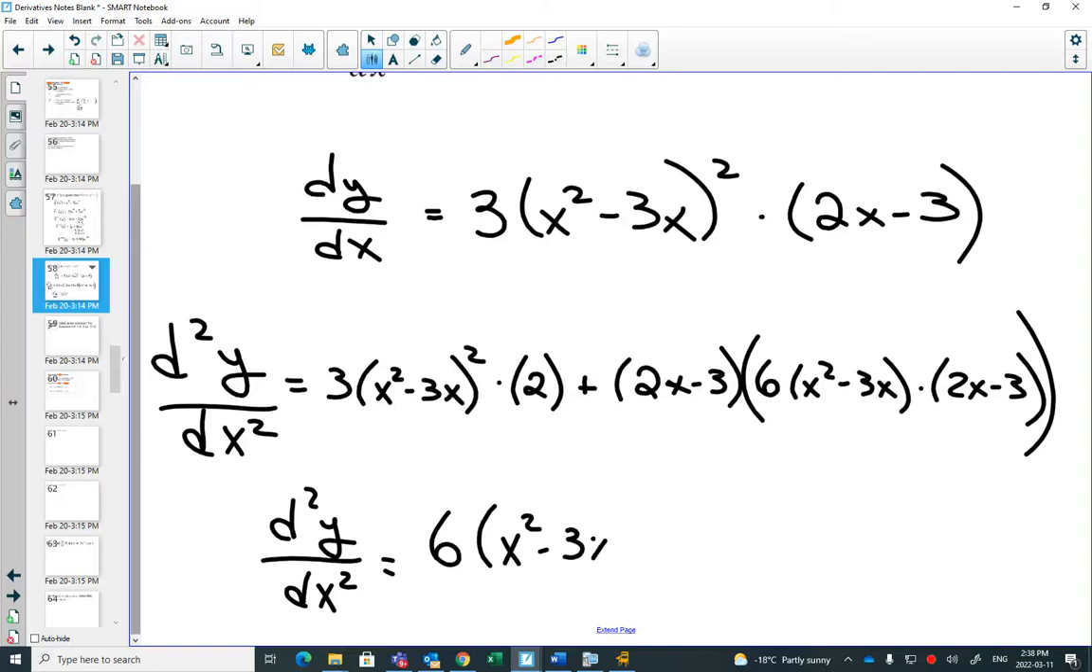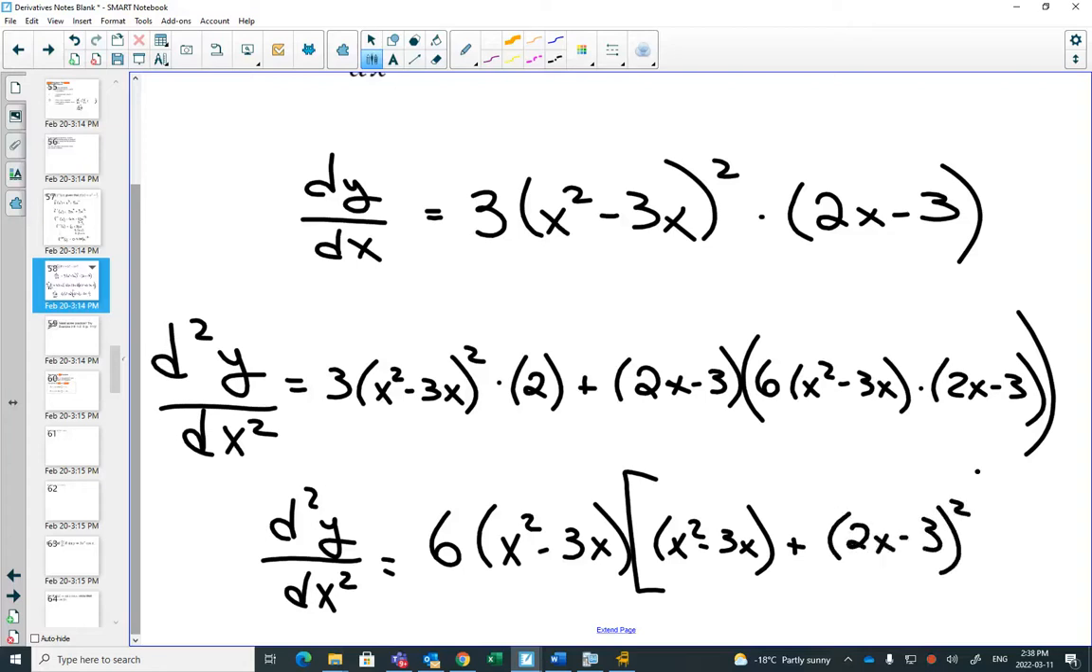So this is what's in common, square bracket. Now what's left in this one? Just an x squared minus 3x. In this one, a 2x minus 3 squared.